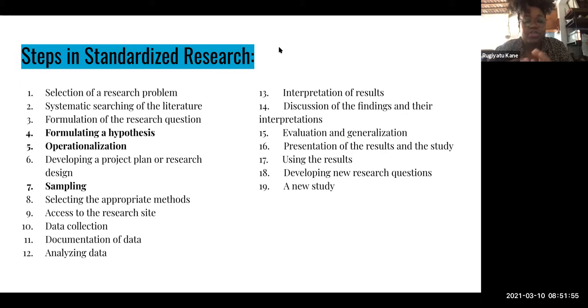So in terms of the different steps that you take in quantitative research, you have number 1, a selection of a research problem, systematic search of the literature, and a formulation of the research question. You do this in both quantitative as well as qualitative research. But in quantitative research, you're going to form a hypothesis. So what is your primary belief about the outcome of your study? And you're going to conduct this research in order to test this hypothesis so that it can be proved or rejected.